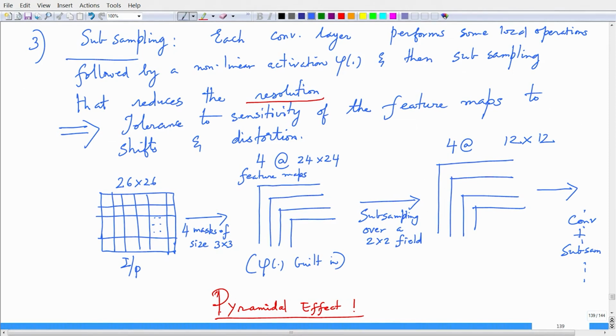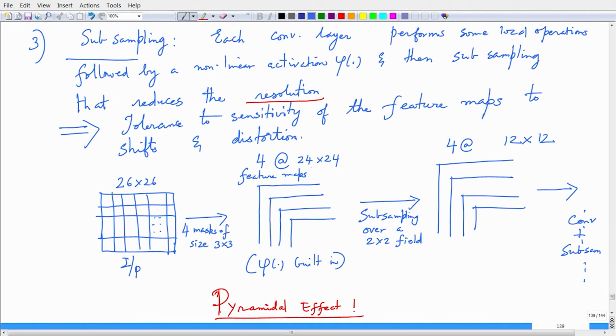Let us see how this architecture works. Suppose I have a 26 by 26 input image, an array of size 26 by 26. Let us imagine I have 4 masks of size 3 by 3. Using these feature masks, I can extract features. In this case I have 4 masks, so I have 4 feature maps that I can extract, and they would be of size 24 by 24.